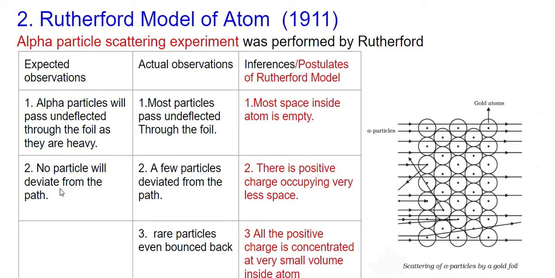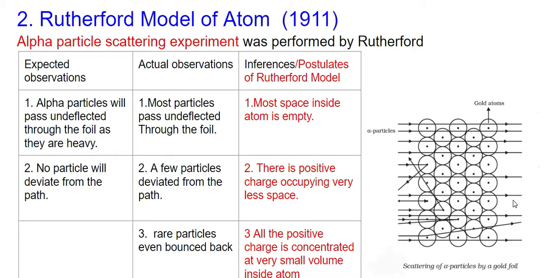Second expected observation was no particle will be deviated from the path. Because alpha particles are heavy, foil has very less number of particles, and all the atoms are quite light subatomic particles. Now the actual observation. A few particles deviated from the path. Now this was unexpected result. You can see from the diagram here. This particle is getting deflected. Here the alpha particle is going deflected at certain angle.